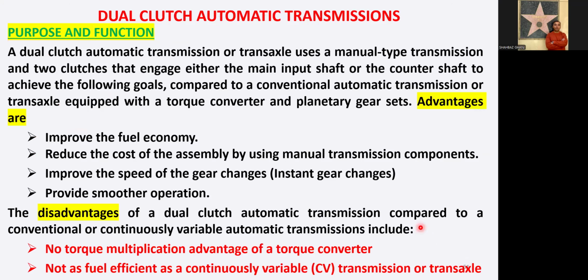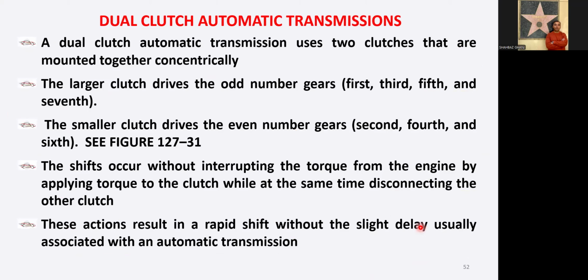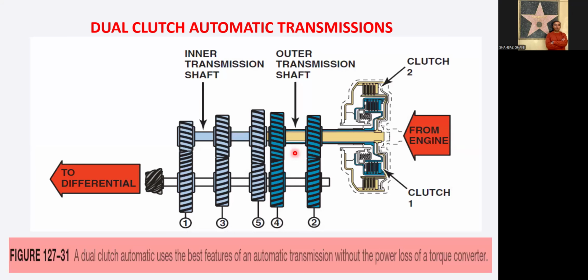Then we talked about the dual clutch automatic transmission, its advantages and disadvantages, and the importance of these dual clutches. The larger clutch operates the first, third, fifth, and seventh gears, and the smaller clutch operates the second, fourth, and sixth gears. So this is the diagram which shows the smaller and the larger clutches.